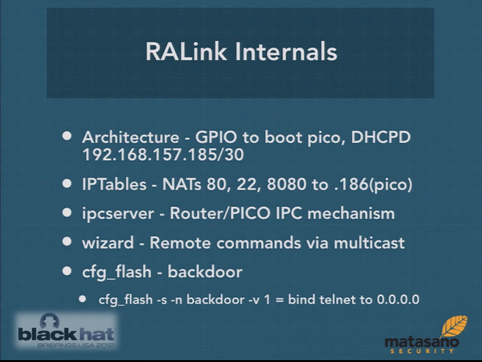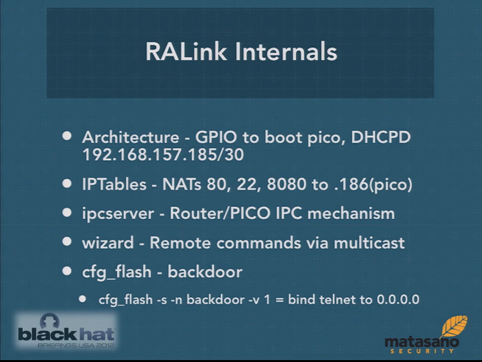The last one I looked at was the CFG_flash, which after looking at it, there was this thing called config flash. So it's -s for save, -n for the name, which is backdoor, and -v for one. After sending that command and booting the device up, it binds telnet to 0.0.0.0. So now I don't need to actually plug in a physical cable to this device anymore. I have access to it just through telnetting to whatever IP address it requests from my router.